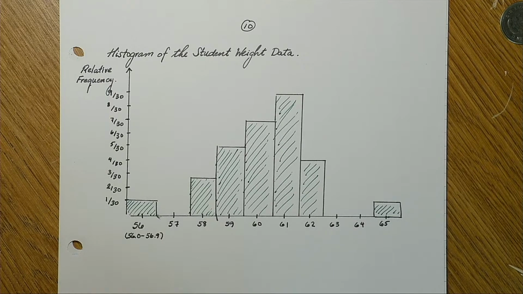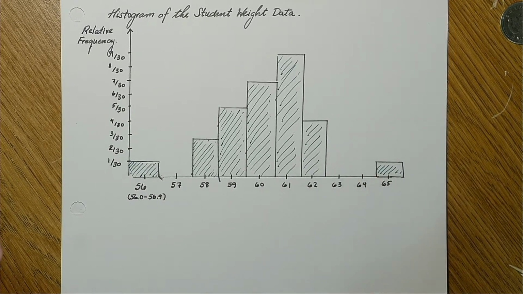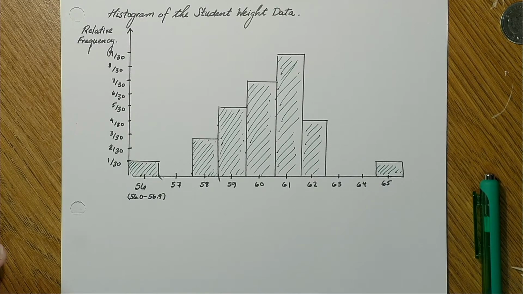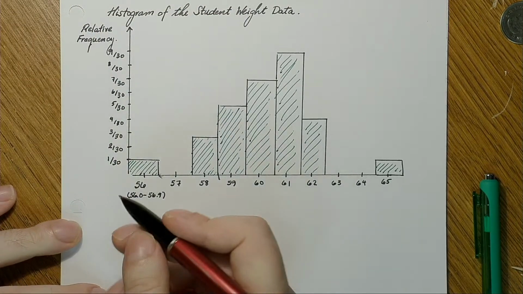Do the data bars have to be stuck together? Is this the only acceptable histogram? Yeah, I would say that histograms traditionally are stuck together. So yes.